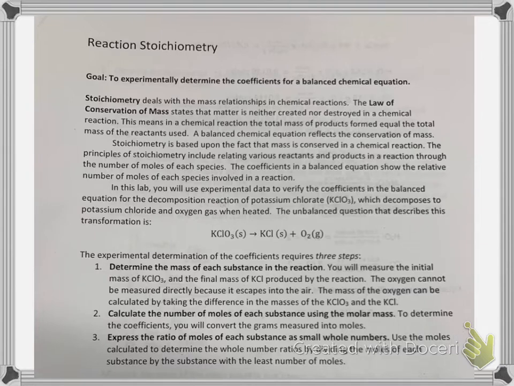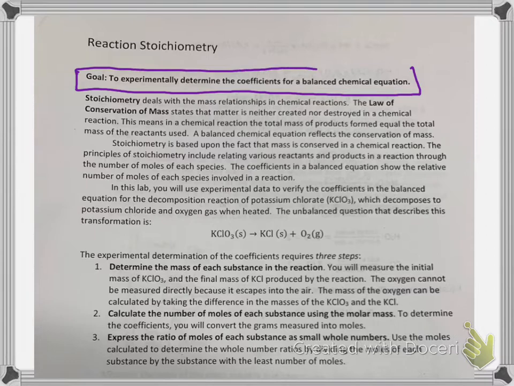So let's get started. In this lab, we're going to make measurements that will allow us to calculate the coefficients from a balanced equation. I use the law of conservation of mass to help me calculate the amount of reactants and products, because I know that the mass of my reactants should equal the mass of my products.